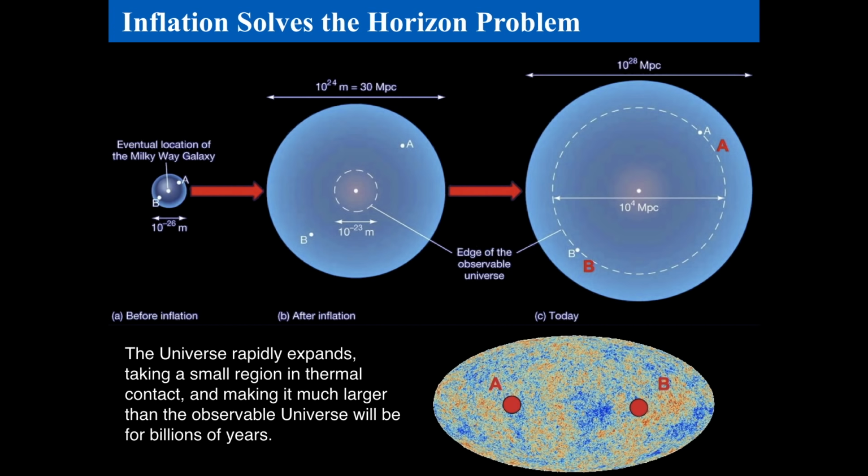So these points, A and B, were in thermal contact, then they got shoved really far apart, and now we're finally seeing them, because the light from them is now finally reaching us after they emitted it 13.6 billion years ago.